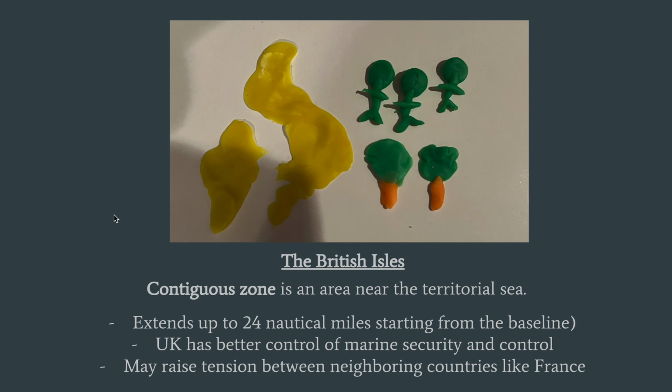Next is the contiguous zone, and this is near the territorial sea, but it extends up to 24 nautical miles. An example of this is the British Isles because over here, the UK is trying to maintain and enforce customs and immigration and environmental laws regarding it, and they're trying to have better control of their nation's security, but there's also tension between the British Isles because they have to compete for the resources and have disagreements over enforcements.